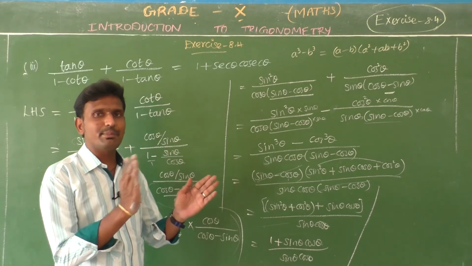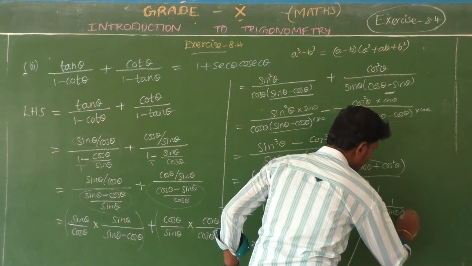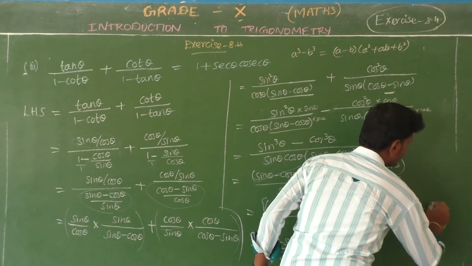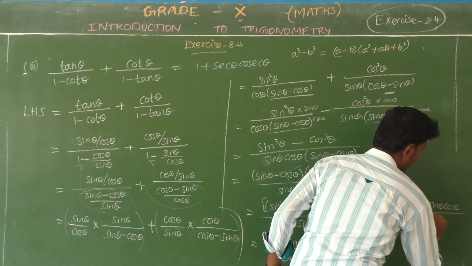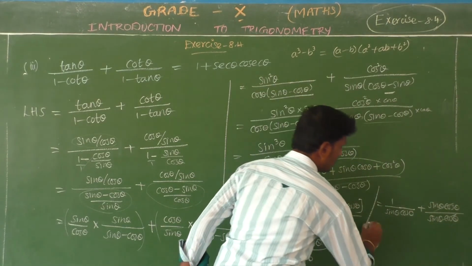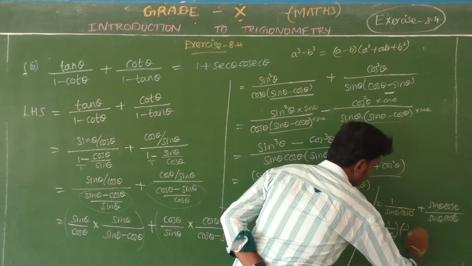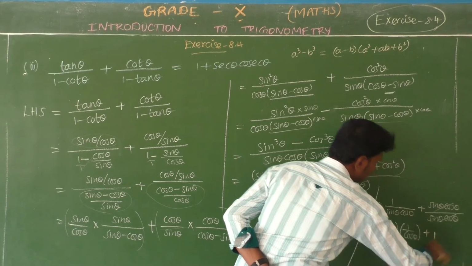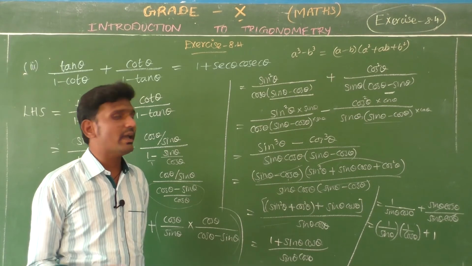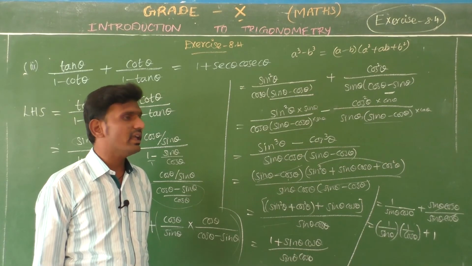So I am going to separate the terms to get 1 by sin theta cos theta plus sin theta cos theta by sin theta cos theta. Now these two cancel, leaving 1. Because 1 by sin theta cos theta is already there, I am going to take it individually: 1 by sin theta into 1 by cos theta plus 1.